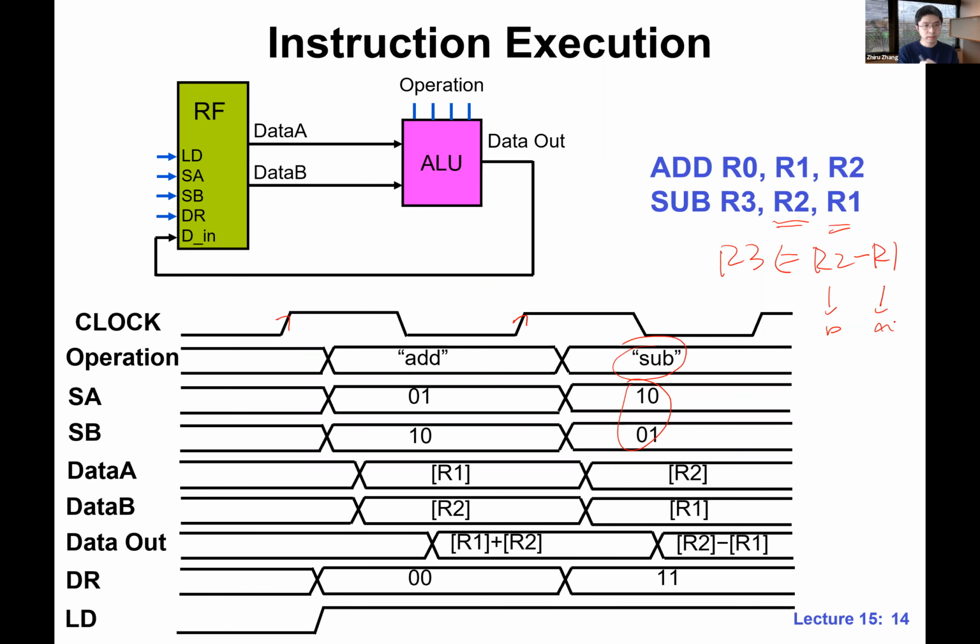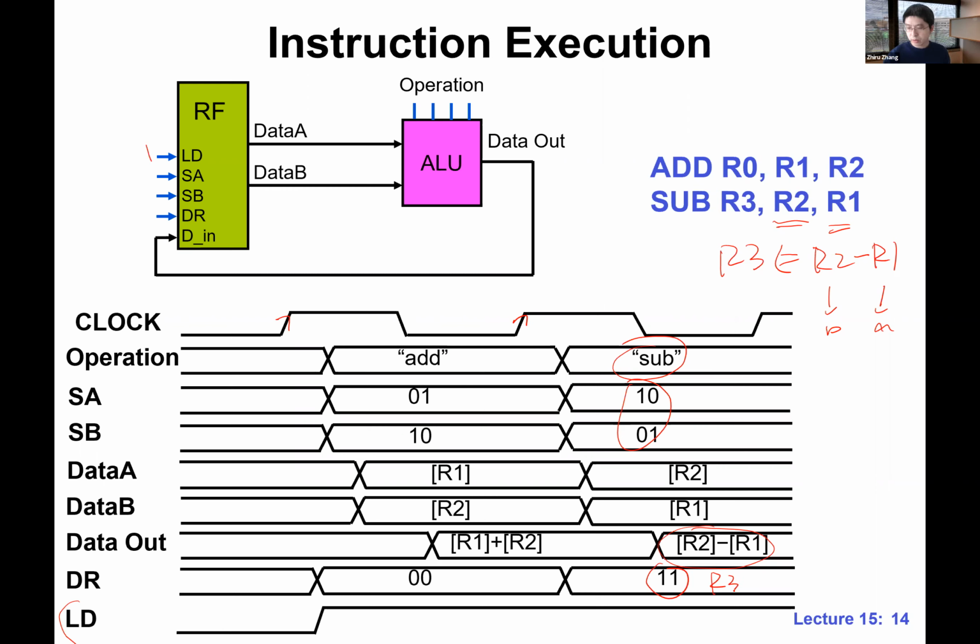And we get the data, and we get the difference between the values in the registers. This is the subtraction. LD stays high. We do want LD to be high, because we are writing that to R3. This is basically R3.